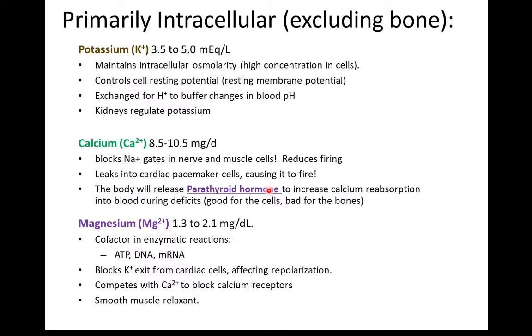Calcium is regulated by the parathyroid hormone, and when that hormone is released, then calcium reabsorption from bone is increased, again pulling more calcium into the serum. That ends up being good for the cells, but ultimately bad for the bones. The third intracellular electrolyte you need to remember is magnesium. Magnesium is an important component in enzymatic reactions to make ATP, DNA, and messenger RNA.